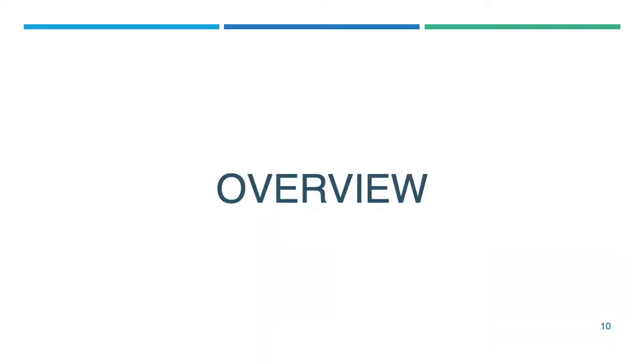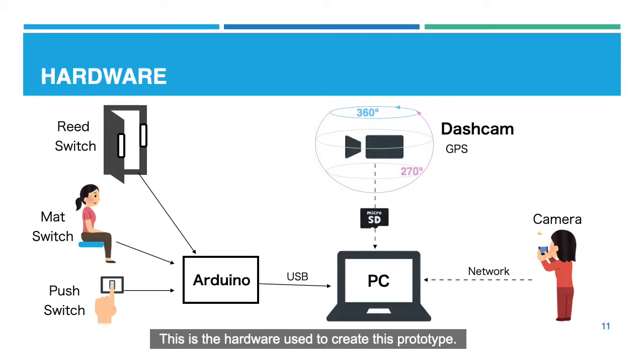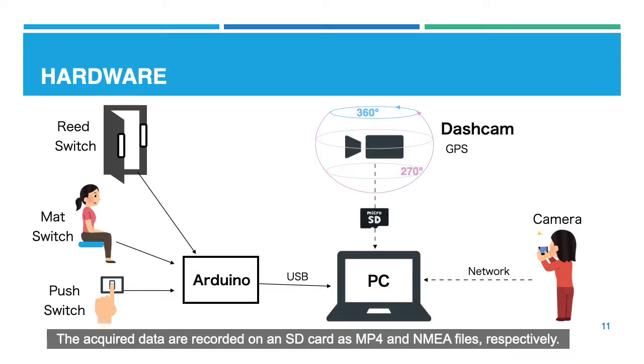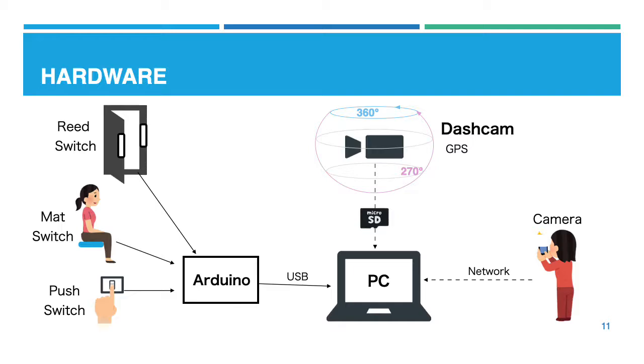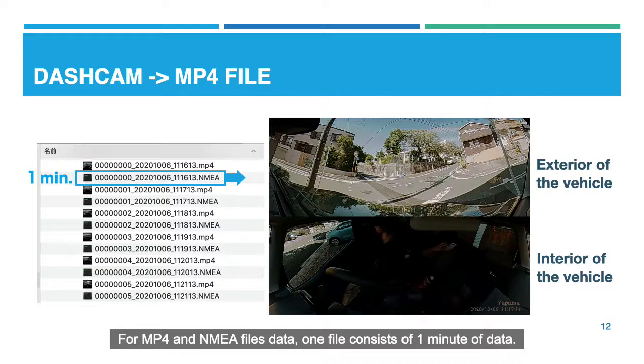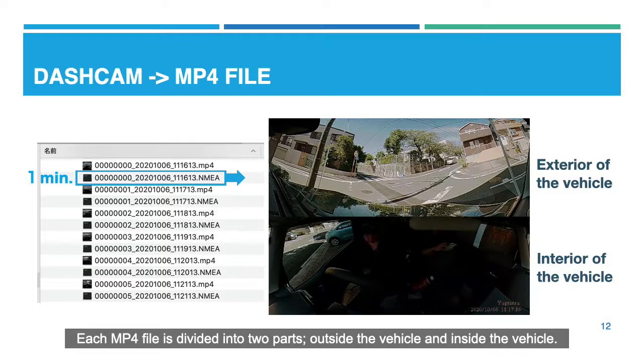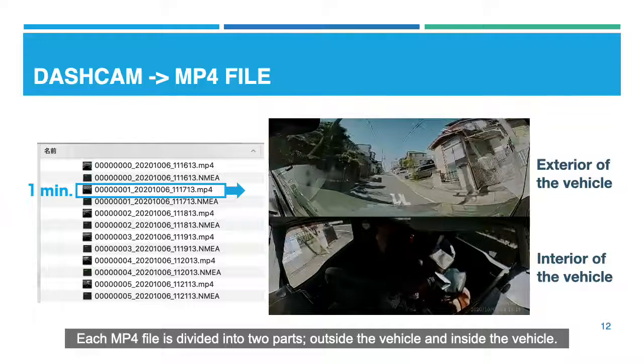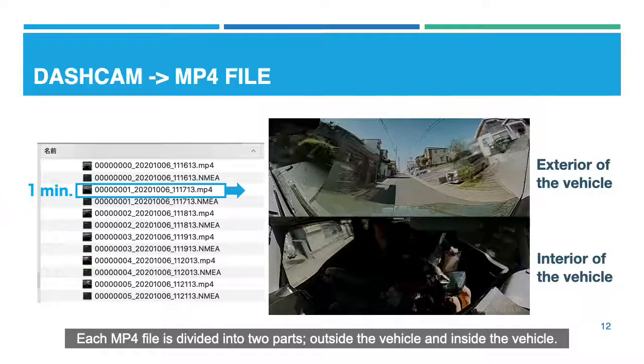Overview. This is the hardware used to create this prototype. We used a Jupiter Q20P dashcam. It can shoot 360 degrees horizontally and is equipped with a GPS positioning function. The acquired data is recorded on an SD card as MP4 and NMR files, respectively. For MP4 and NMR files, one file consists of 1 minute of data. Each MP4 file is divided into 2 parts, outside the vehicle and inside the vehicle.